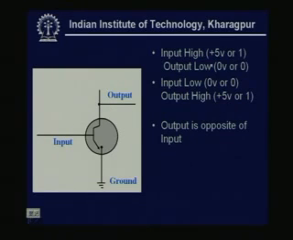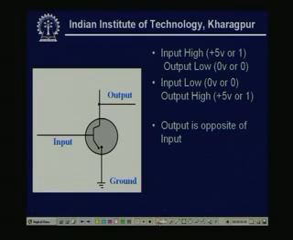So, what we are getting: if the input is high, means the plus 5 volt power supply, then we are getting output as 0 volt, and input low, which is 0 volt, output is 5 volt. That means this is the totally opposite thing we are getting. Now, this is the basic concept of the logic family. Exploiting this idea, we will develop our logic families.